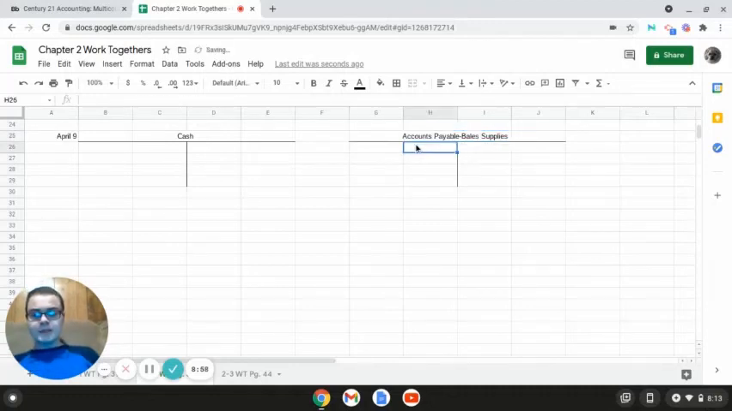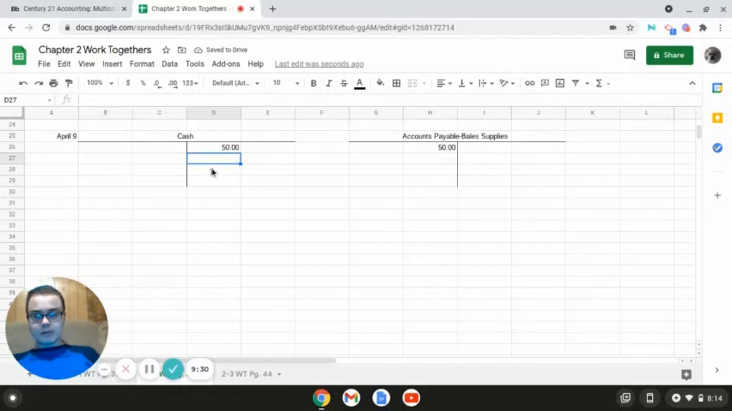Okay, next we have to determine what account gets debited and what account gets credited. So the transaction read that we paid cash on account to Bail Supplies, and the amount was $50. So again, anytime that we pay cash for something, that means that our cash account is going down or being decreased. So what we're going to do is debit accounts payable, Bail Supplies, for $50, and then we're going to credit cash for the same amount, which is $50.